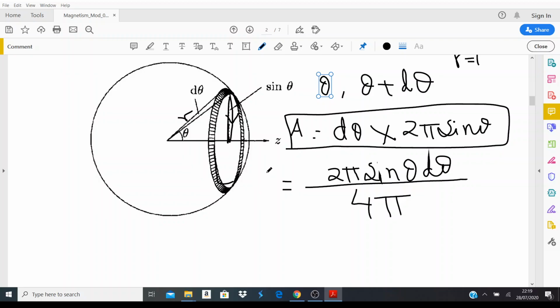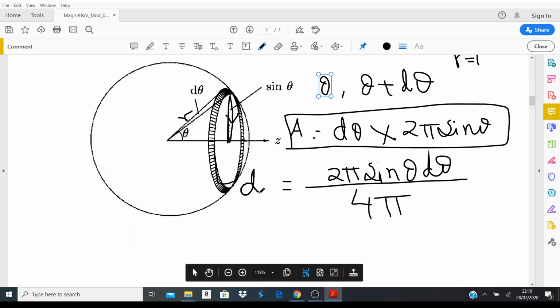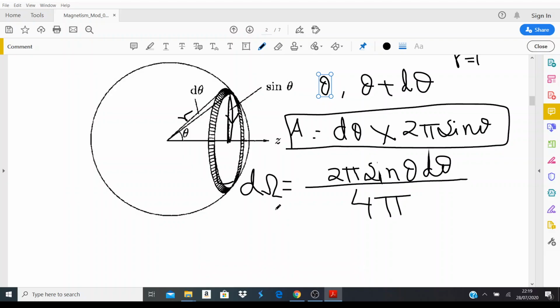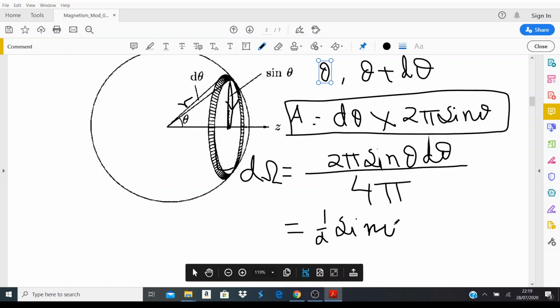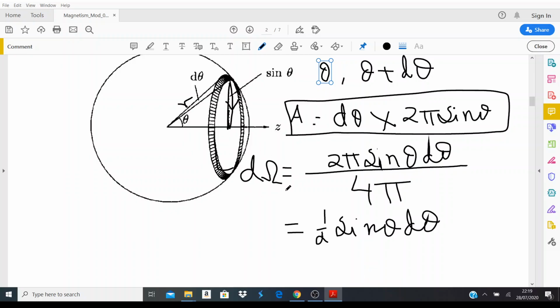Then this ratio, from your geometry concept, is the solid angle due to this angular strip, and this solid angle is half sine theta d theta, right? So you can think of this angular contribution as the ratio between those moments that lie in this annulus to all the moments which lie on the entire surface area. So that's our solid angle for this problem.